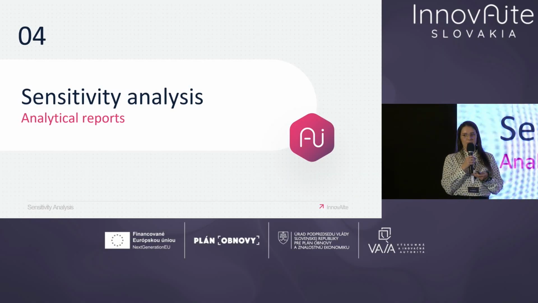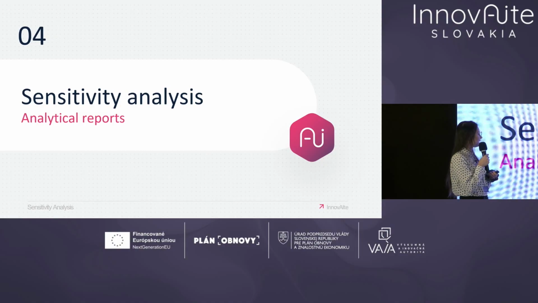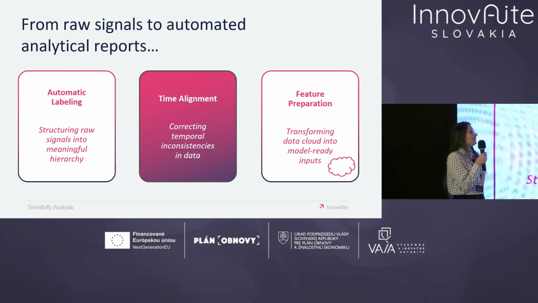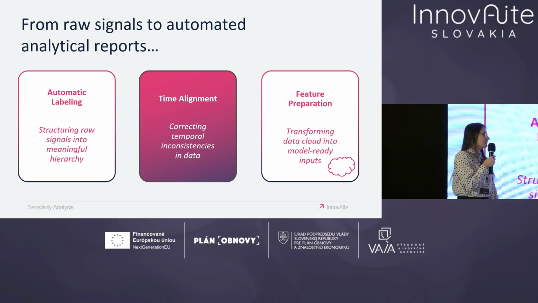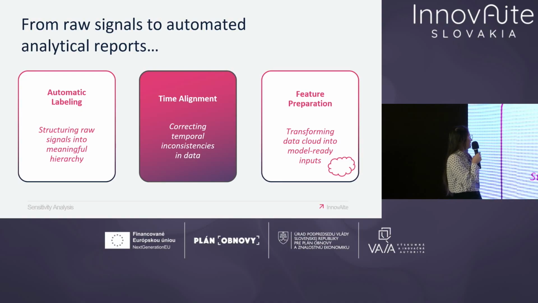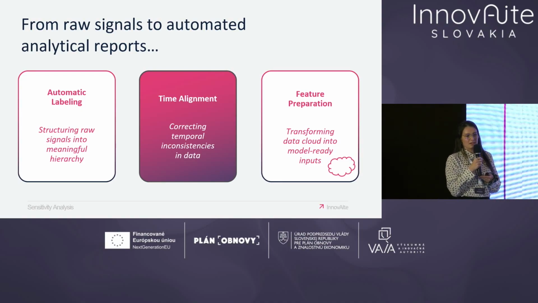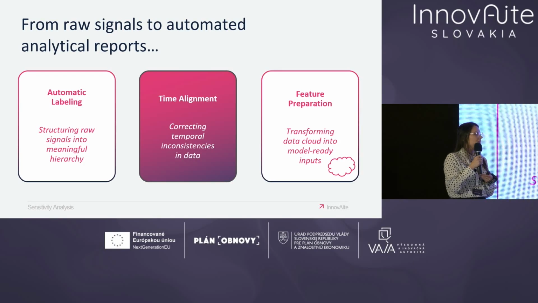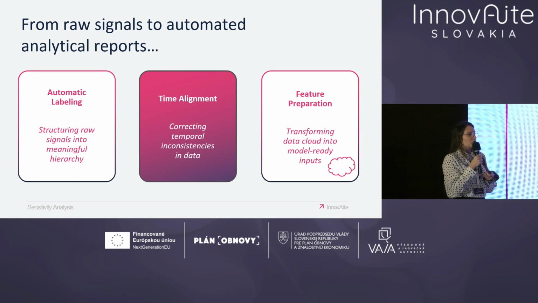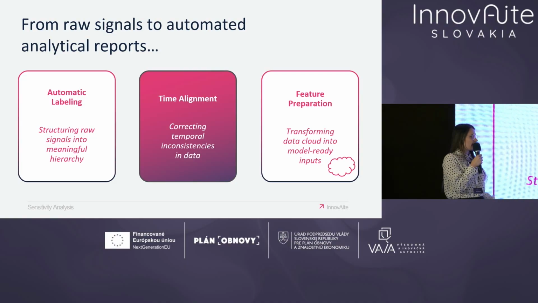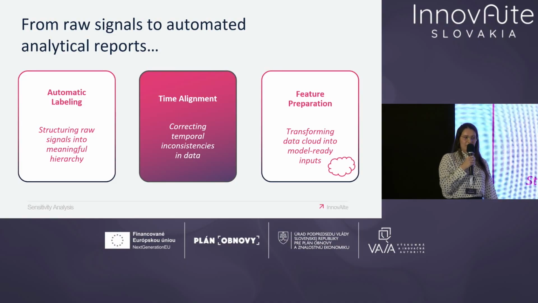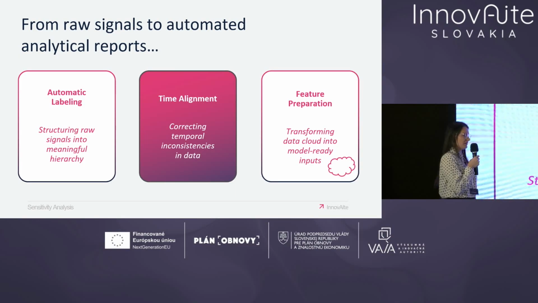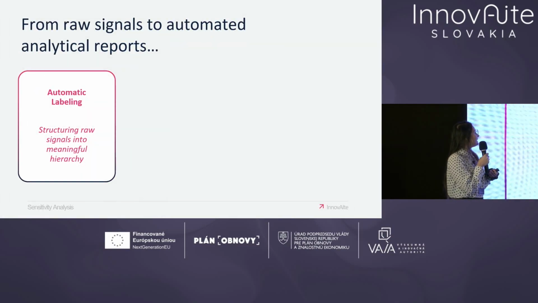So this was the data preparation part. Now let's look at the relations between the data. I divided this part into 3 parts. So we have automatic labeling, where we look at the hierarchy of the devices that we have. Then we have time alignment, where we deal with temporal inconsistency, and then feature preparation. This is something like a preparation into the model-ready inputs.